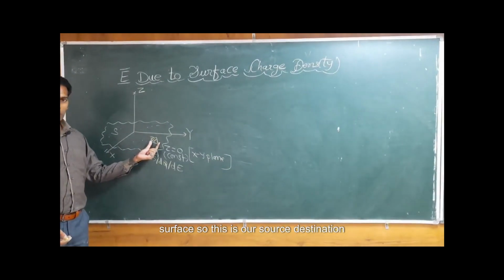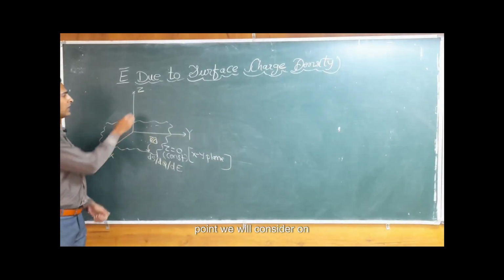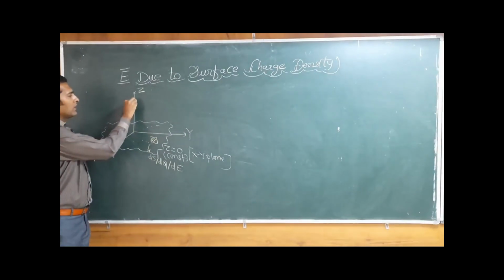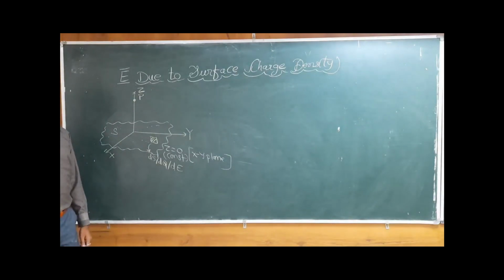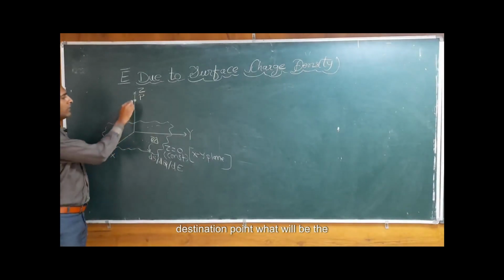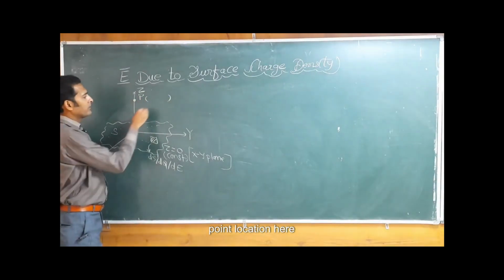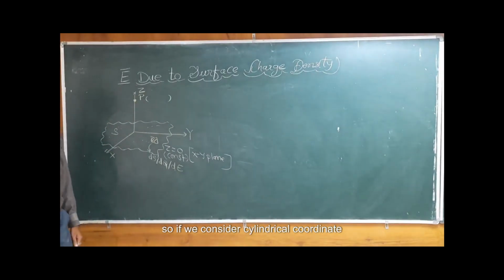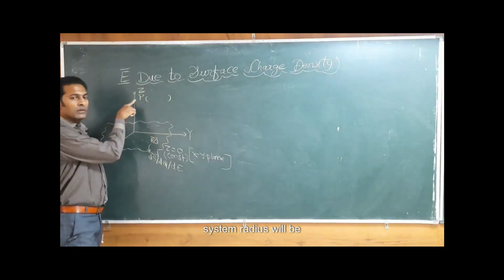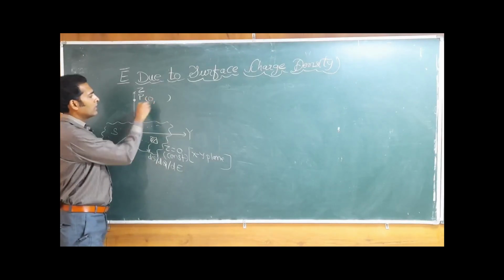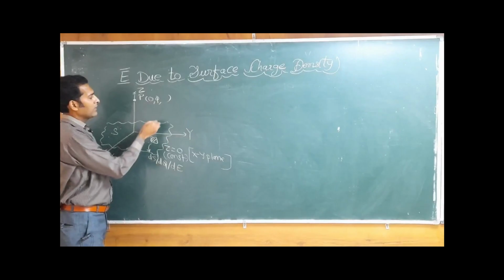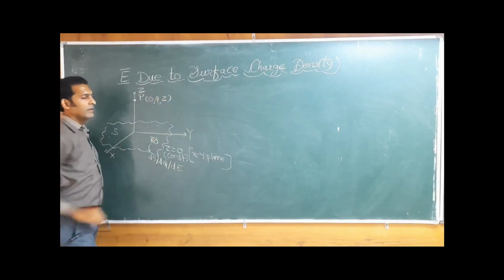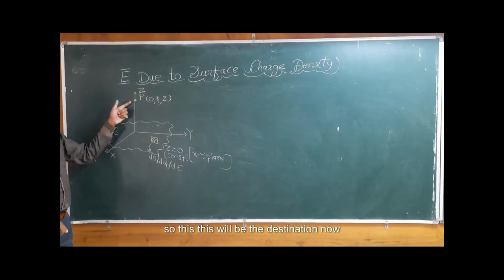So this is our source. The destination point we will consider on the z axis. So say this is my point P, which is the destination point. What will be the point location here? If we consider the cylindrical coordinate system, the radius will be 0. The angle will be say phi, and there will be some height z. So this will be the destination.